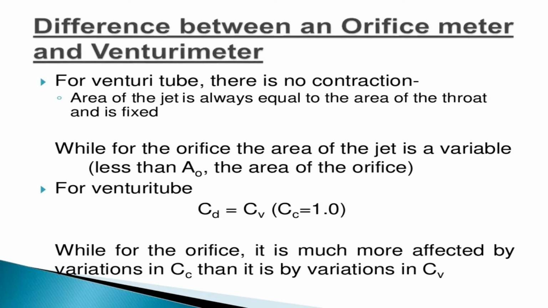Difference between an orifice meter and venturi meter. For venturi tube, there is no contraction. Area of jet is always equal to area of throat and is fixed, while for orifice the area of jet is variable, less than A0, the area of orifice. For venturi tube, Cd is equal to Cv, as Cc is equal to 1, while for the orifice it is much more affected by variation in Cc than its variation in Cv.